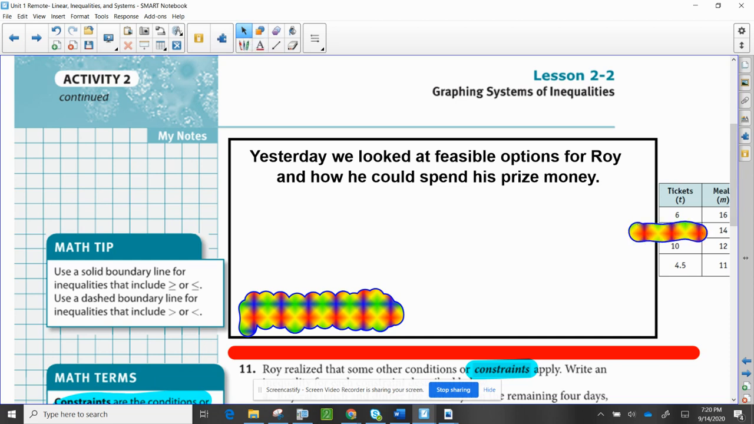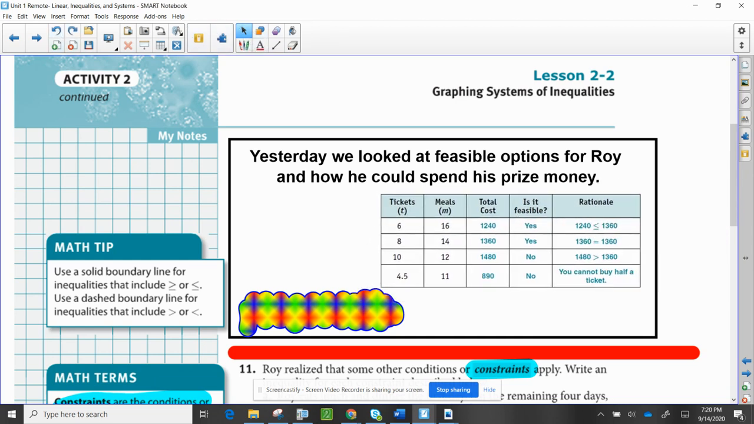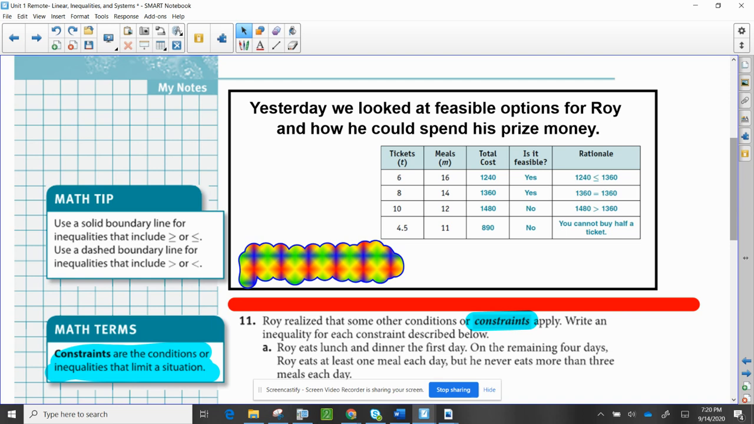So we made this chart where we talked about, could he buy so many tickets and so many meals? Was that feasible? Meaning, was it under his budget of $1,360? Remember, his leftover prize money after his hotel and taxi expenses. So when we talk about if something's feasible, it just means, is it an option for him and does it make sense for his situation?